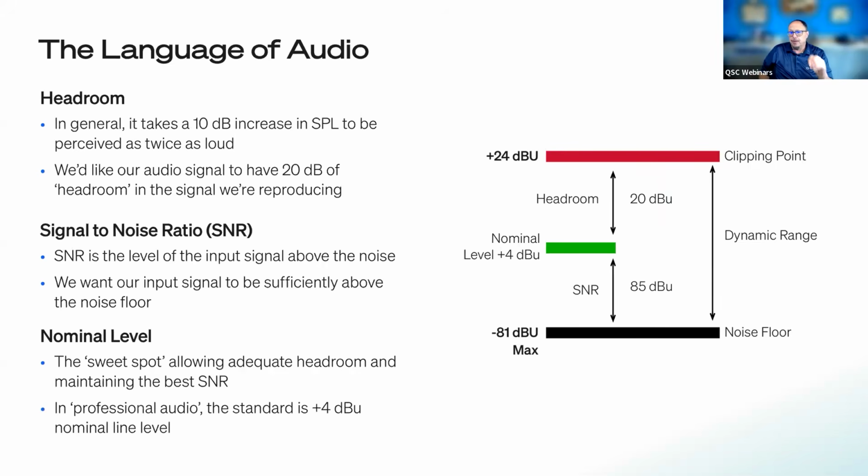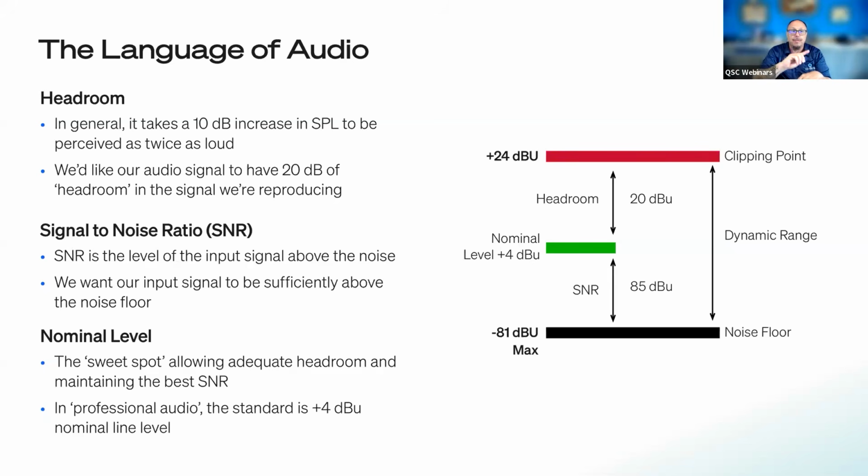Headroom. It generally takes about a 10 dB increase in the SPL of a signal to be perceived as twice as loud. So we'd like for our audio signal to have 20 dB of headroom in the signal that we're reproducing, right? So that's where you get to the nominal level, right? So if we clip it at plus 24 dBu, then 20 dB down from that is plus 4 dBu.